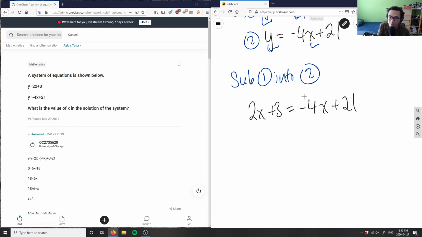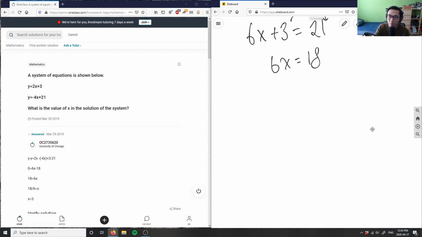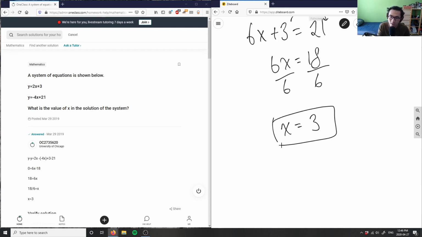So what I can do is add 4x to both sides. So 2 plus 4 is 6x plus 3 equals 21, and then I subtract 3 from both sides. 21 minus 3 is 18, and then I can simply divide both sides by 6. 6x divided by 6 is simply x, and 18 divided by 6 is 3. So x equals 3 will be my solution here.